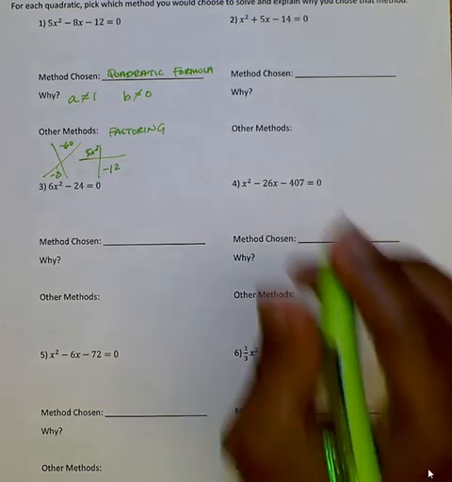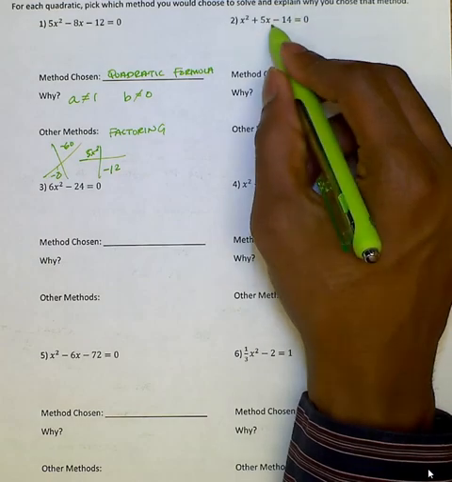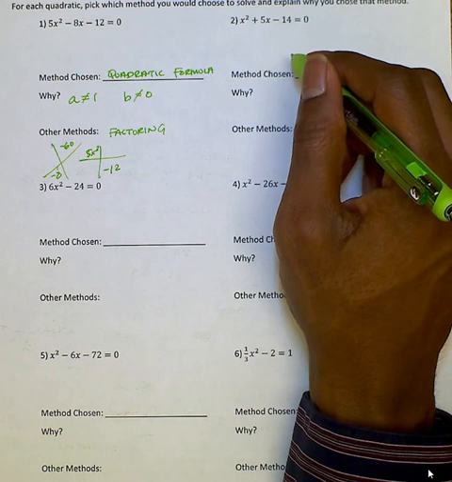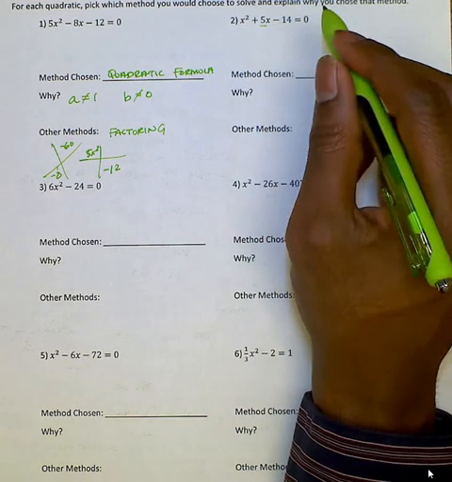Number 2, method chosen. Okay. Not square roots because there's a b value. Not completing the square because b is odd. So I would choose factoring here.